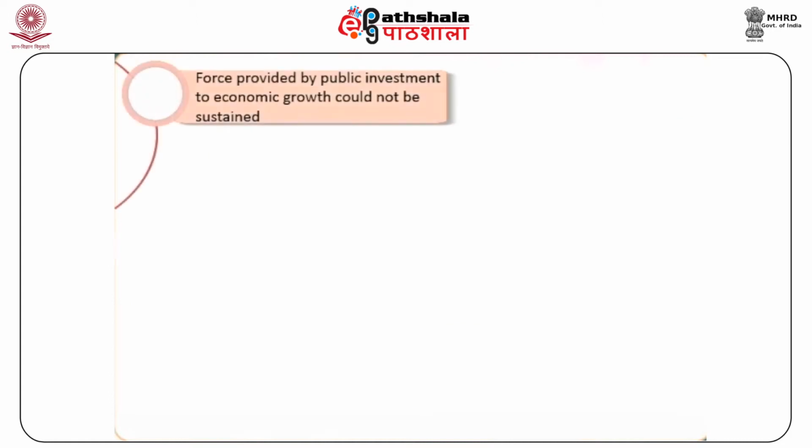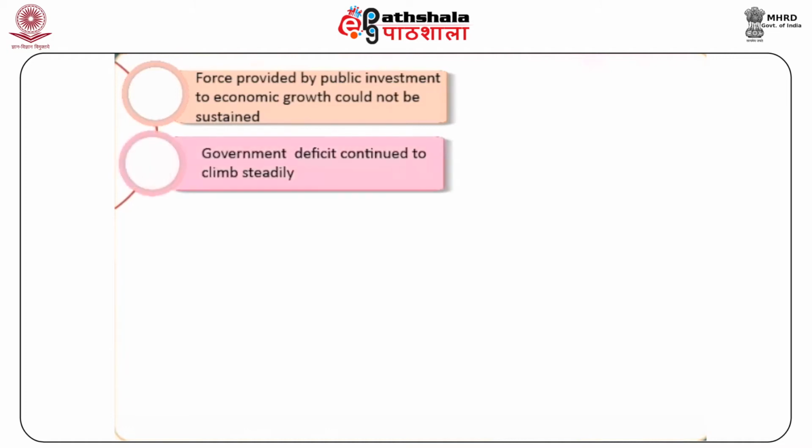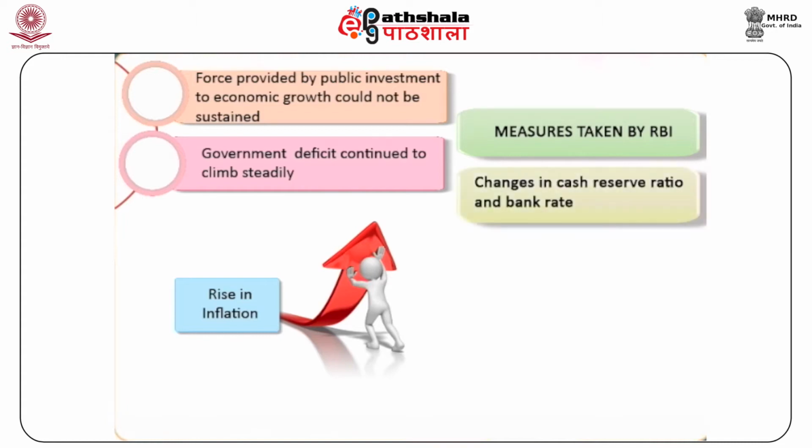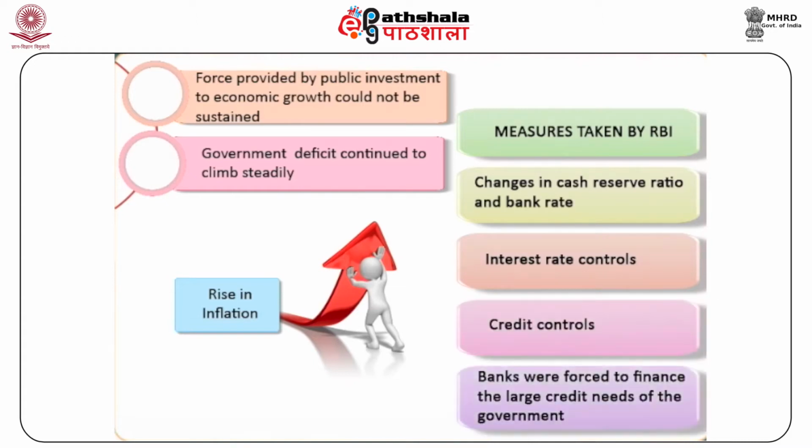The force provided by public investment to economic growth could not be sustained beyond the early 1960s, and the government deficit continued to climb steadily during this period. And this increase in government deficit, fueled by monetary expansion, led to a rise in inflation in the 60s decade. The steps taken by RBI to control this inflationary pressure were changes in cash reserve ratio and bank rate, interest rate controls, credit controls. Banks were forced to finance the large credit needs of the government.